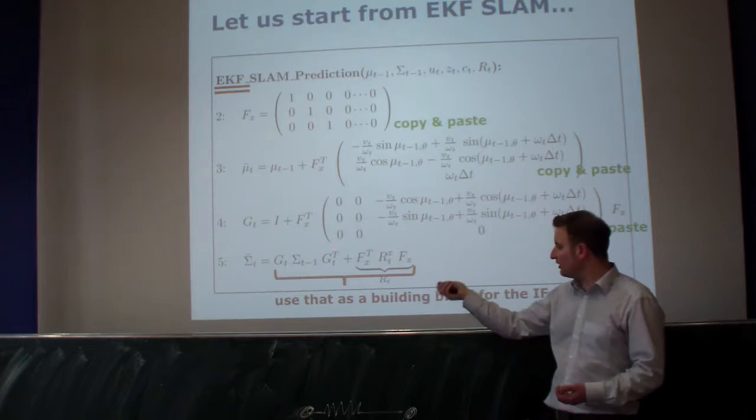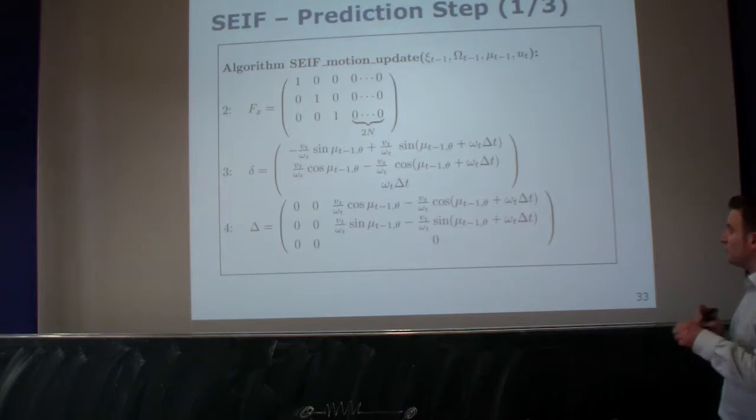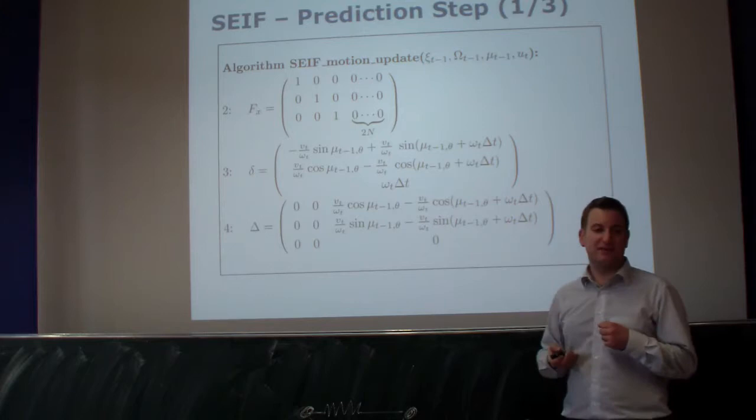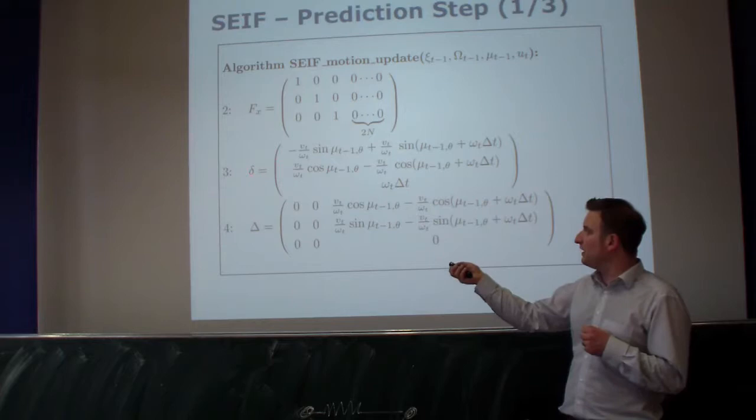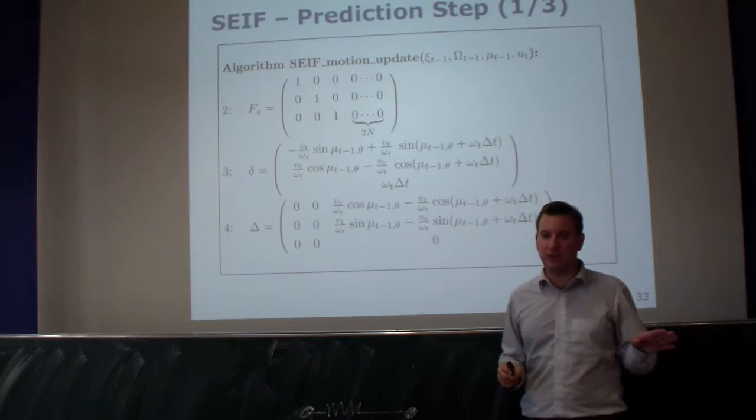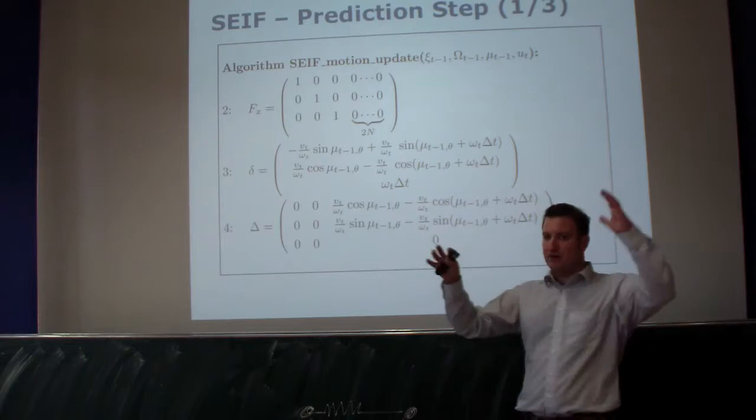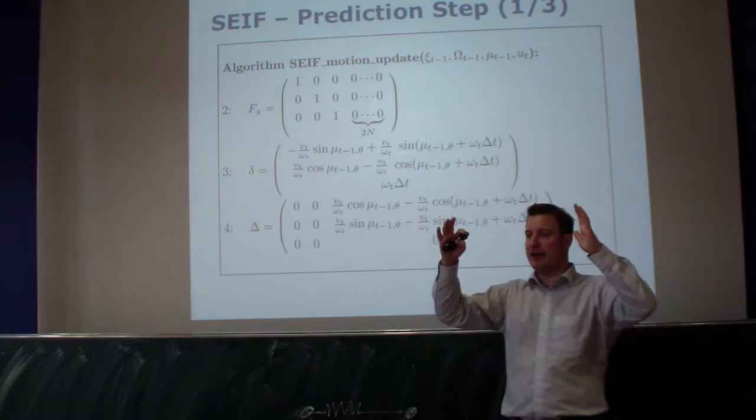Okay, let's write down our algorithm, the SEIF motion update. We again define this function Fx, this matrix. Here we have this delta vector, just because it's easier to write later on, which corresponds to the motion update equation, exactly the same one we had before for the EKF. And we compute the delta vector, which is the 3x3 block I add to the identity matrix when computing G. So this is basically copy-paste operations.